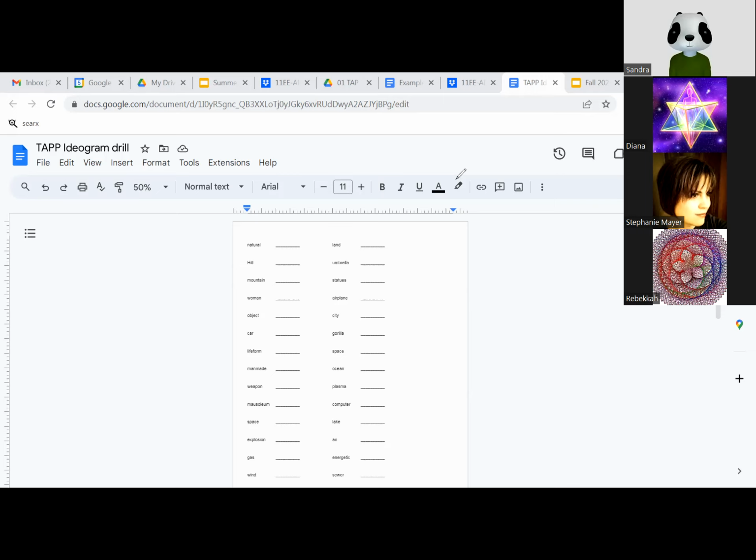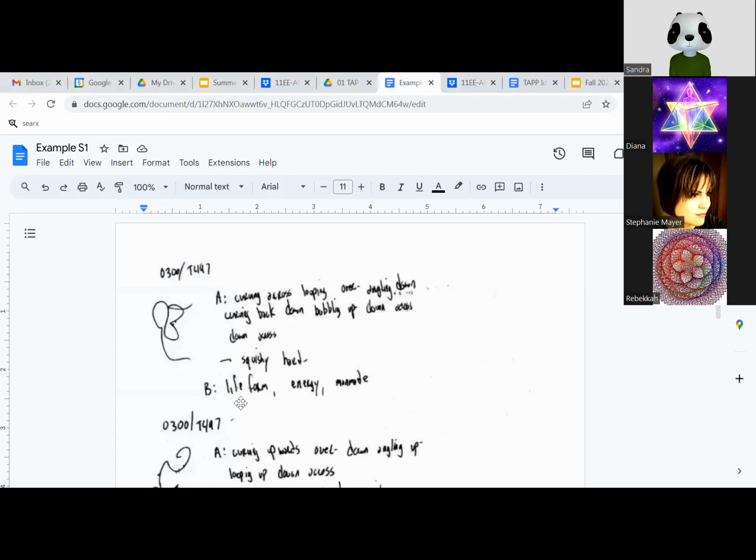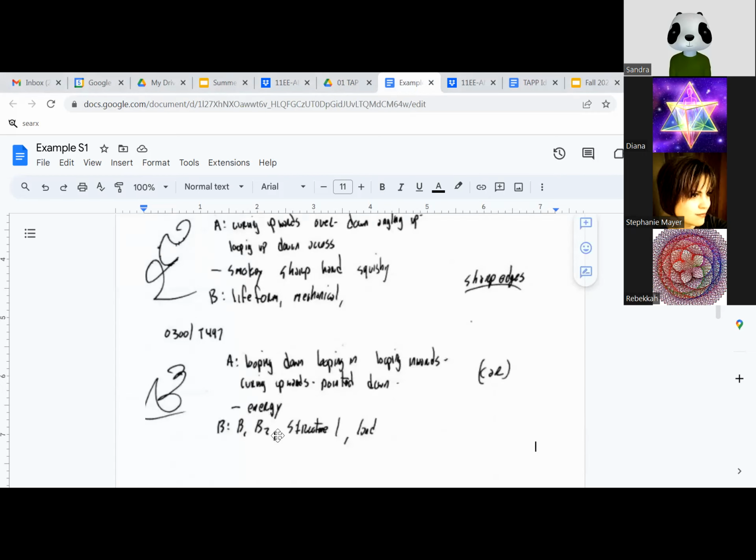So when you get to your B part, you can say, well, it's a life form, energy, and man-made, or it's a structure. There are 2 biologicals there. I wrote B1, B2, structure and land for that one. It'll get you into your B so you can decode it properly when you go through your A and B process in stage 1. Are there any questions on that?